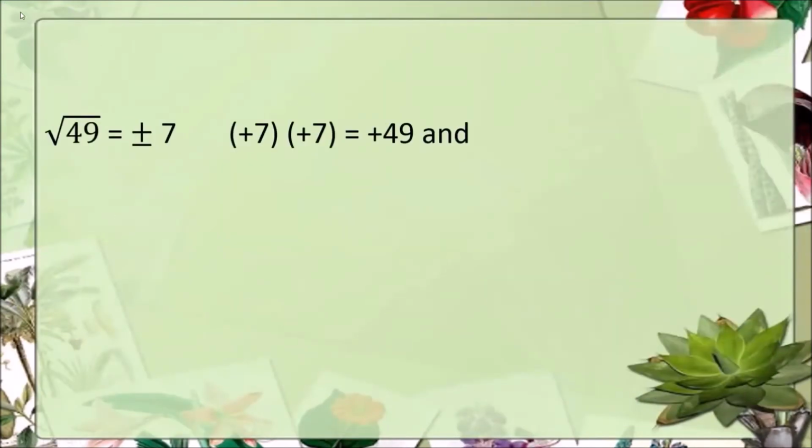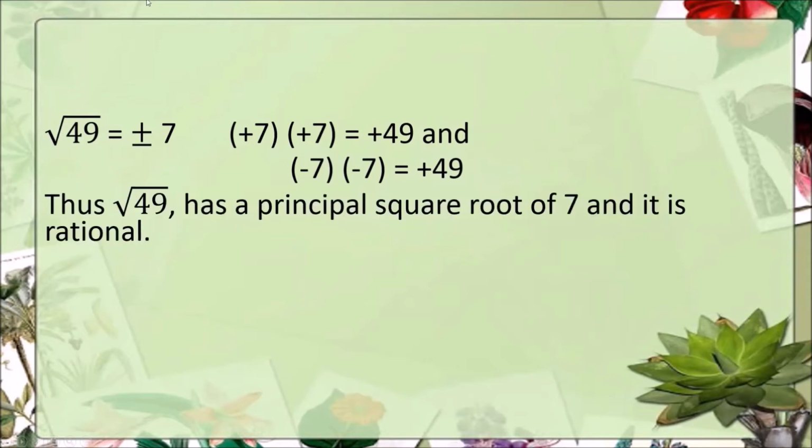Example: the square root of 49 is equal to positive or negative 7. Why? Positive 7 times positive 7 equals positive 49, and negative 7 times negative 7 is also equal to positive 49. Thus, the square root of 49 has a principal square root of 7, an exact root, and it is rational.